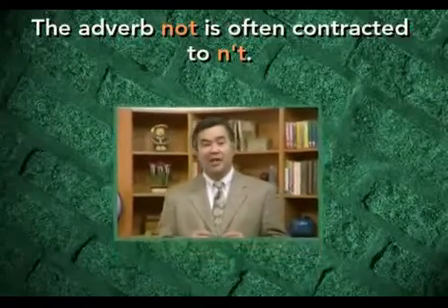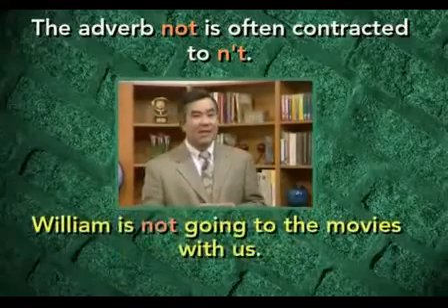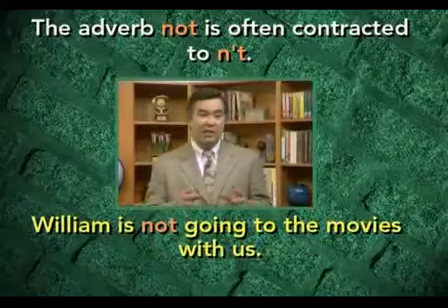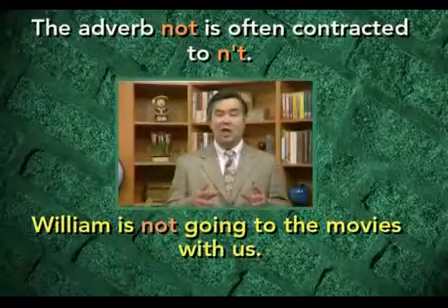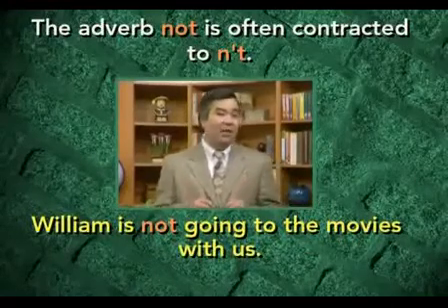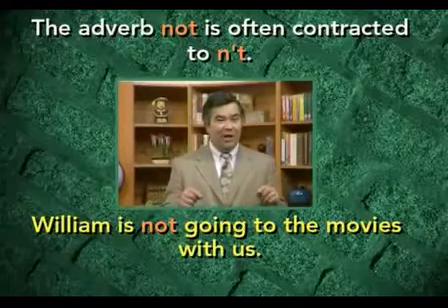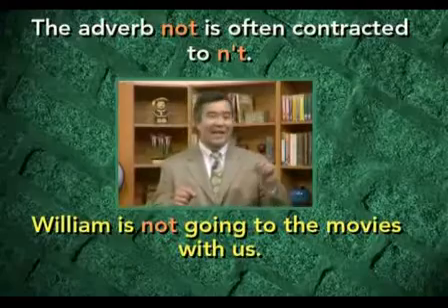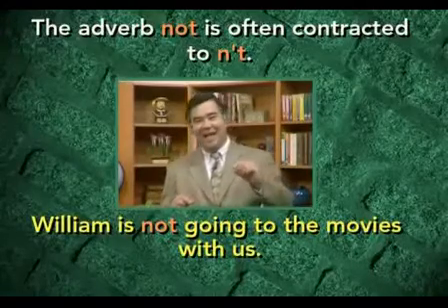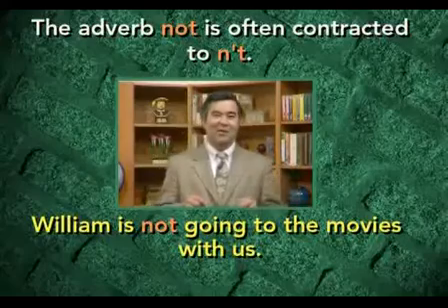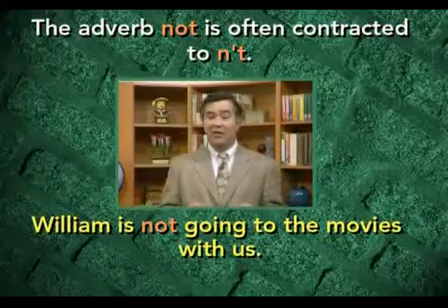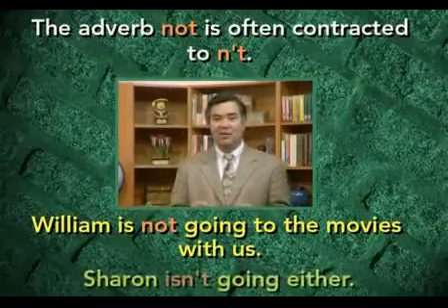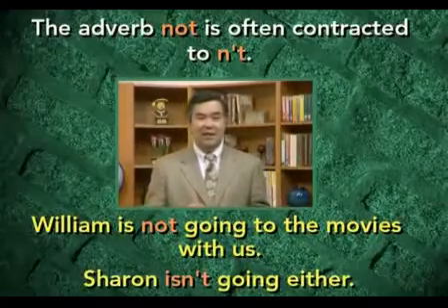So for example, look at these two sentences. William is not going to the movies with us. Here the adverb not appears in the middle of the verb phrase is going. Remember that the adverb not isn't part of the verb phrase, even though it interrupts it. The verb phrase in this sentence is is going. Not is an adverb which in this case interrupts the verb phrase, or appears in the middle of it, and changes its meaning to a negative. He is not going to the movies with us.